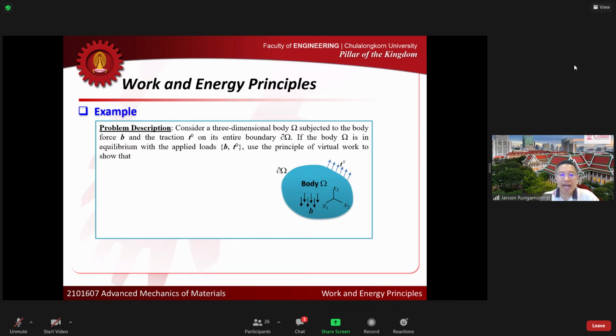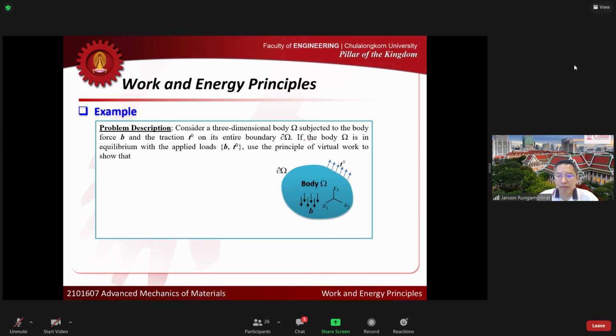Let's say I have a body omega, and the body is subjected to the body force field B, and also the traction T0 on the entire boundary. In this case, I don't have any portion S_u, any portion of the body where the displacement is prescribed. At every point on the boundary, we know the traction equals T0. The body that I consider here is in equilibrium. So this is the condition that I gave you.